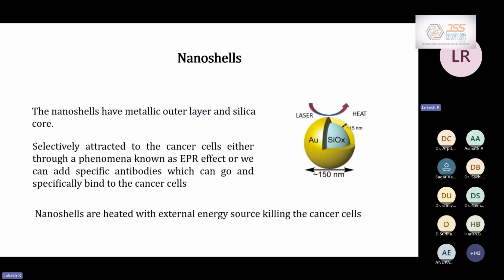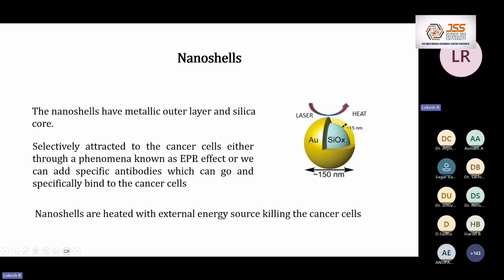So this is one method about the cell technology. And one more nanoparticle used in this drug delivery is the nanoshells. These nanoshells have a metallic outer layer and a silica core. Selectively, they are attracted to the cancer cells, either through the phenomenon known as EPR, as I told, that there will be leaky blood vessels, or we can add specific antibodies which can go and specifically bind to the cancer cells.